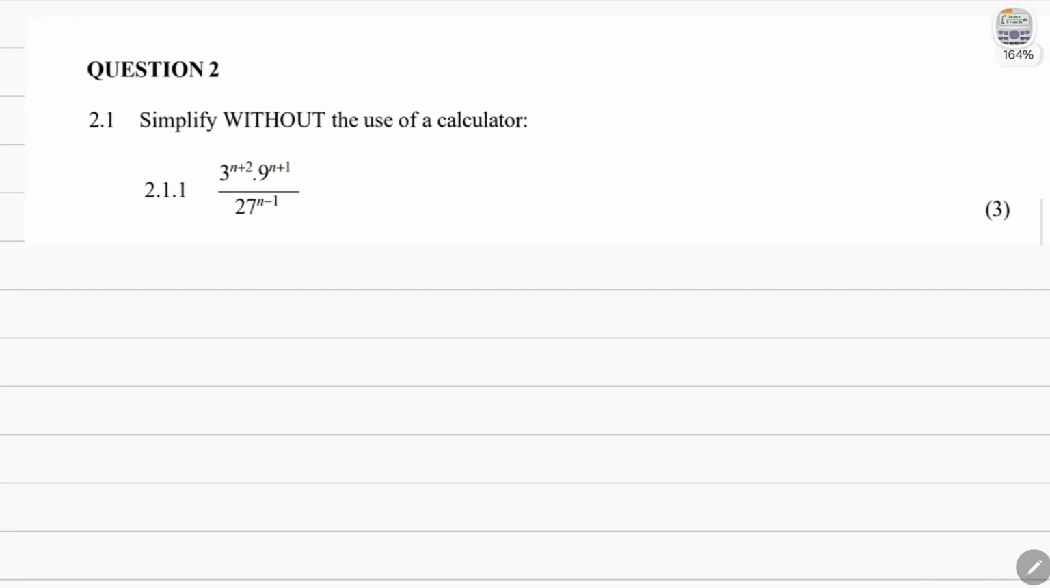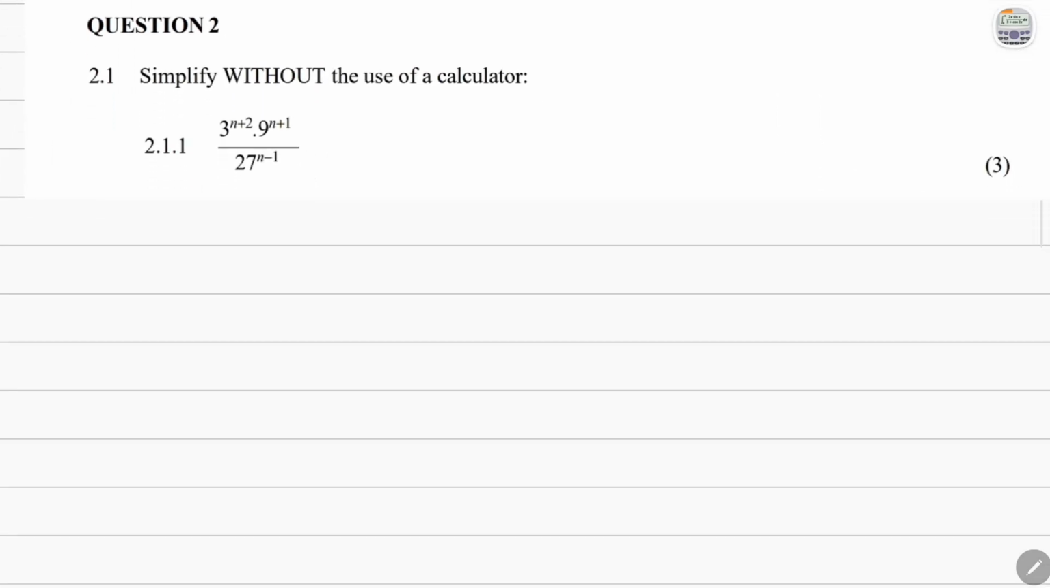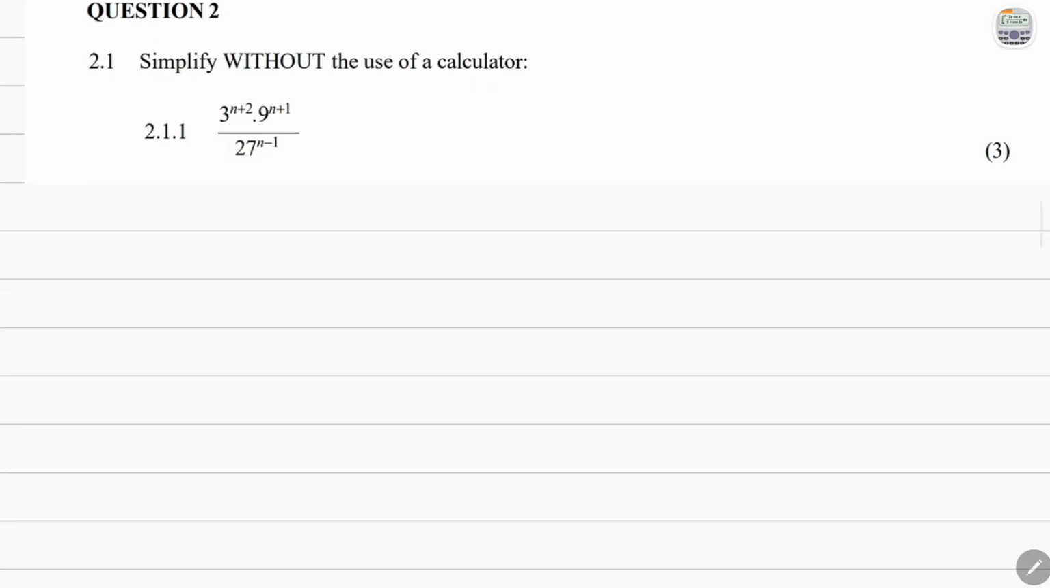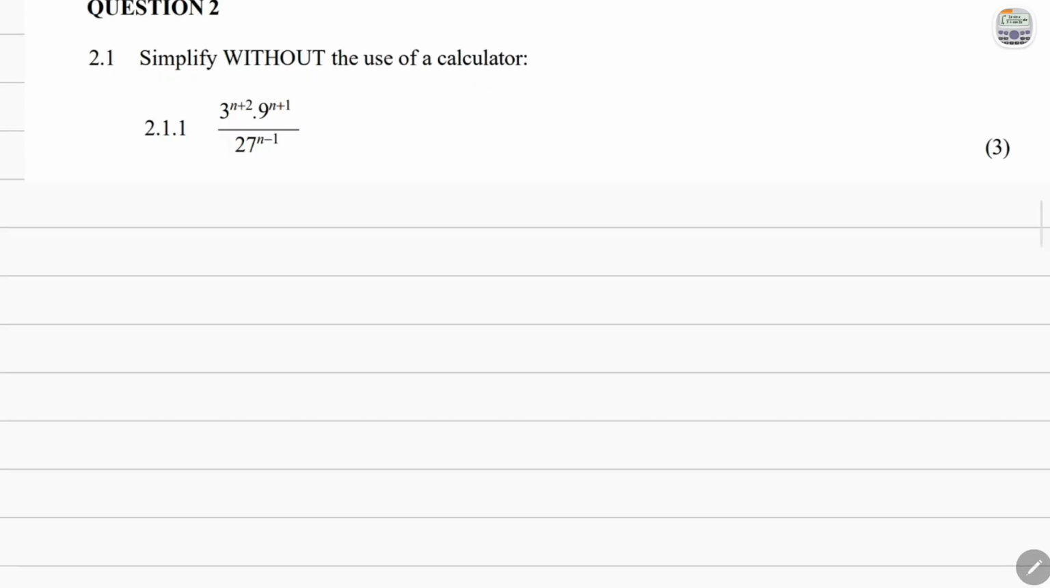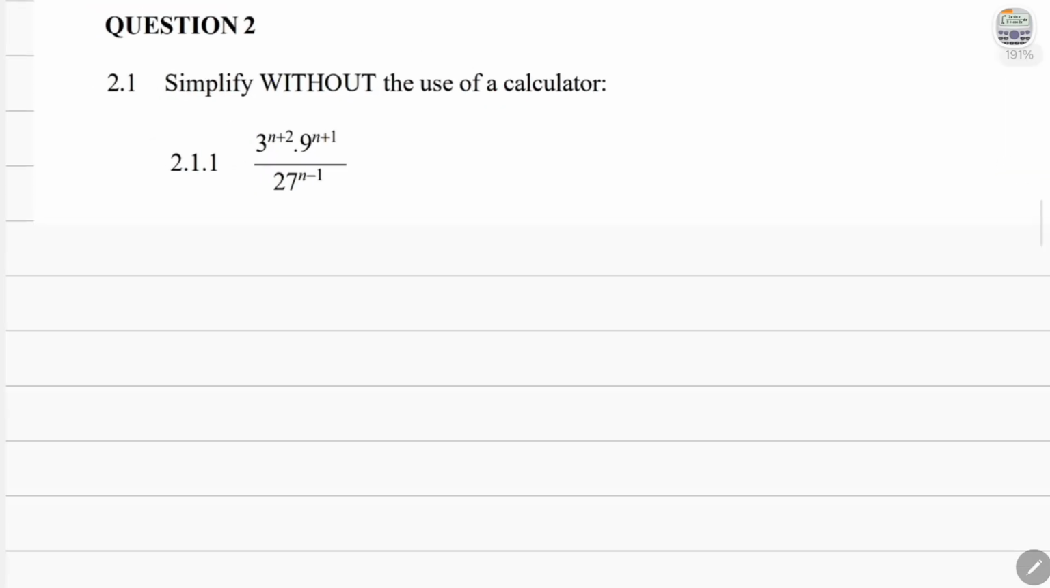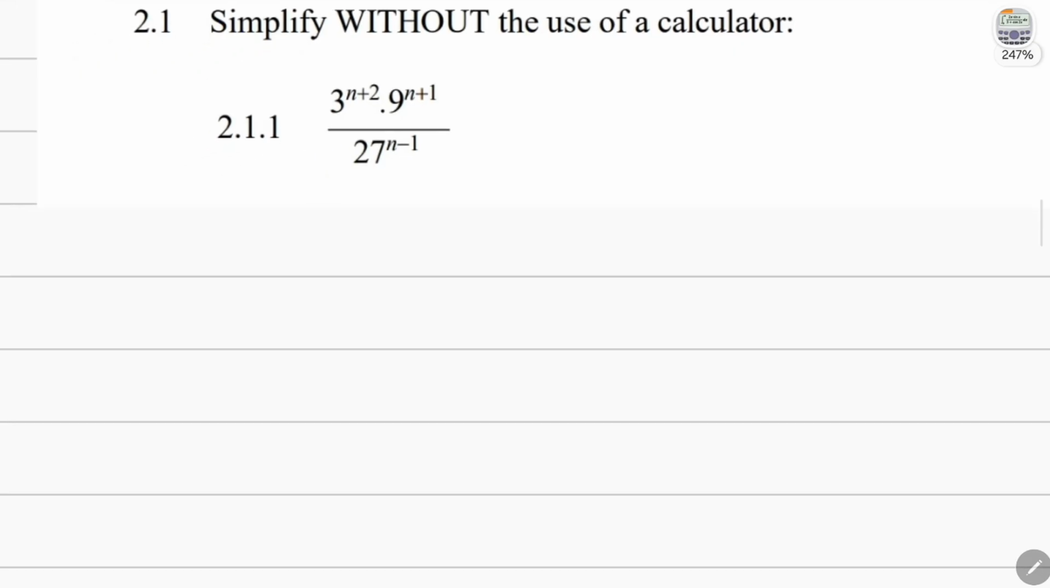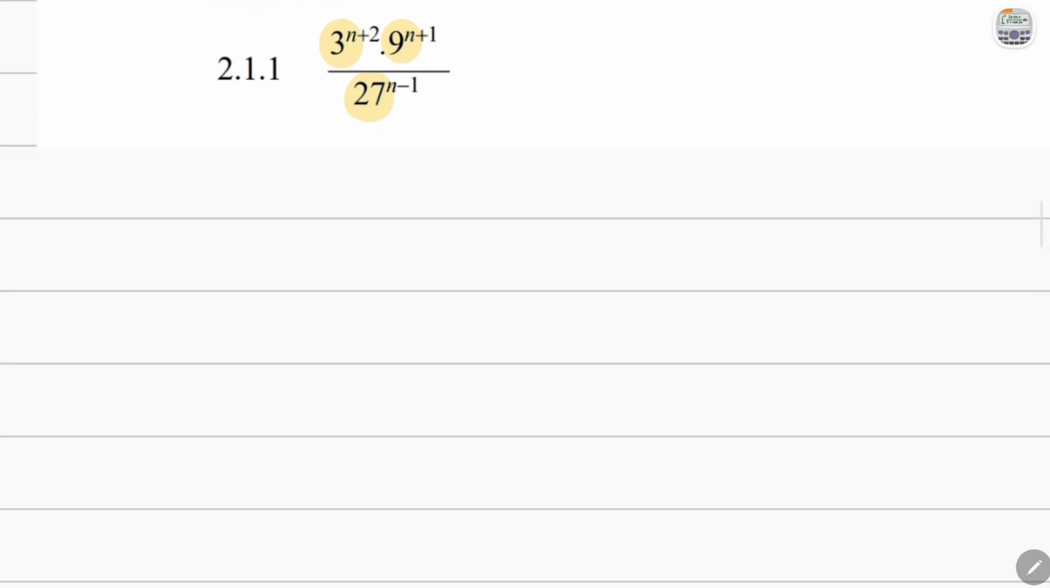Question 2, 2.1 says, simplify without the use of a calculator, and 2.1.1, we have been given an exponential expression. With this exponential expression, do you notice what is common all through? We've got 3, and in 9 we also have a 3, and in 27 there's also a 3. All of these numbers can be written with a base of 3.